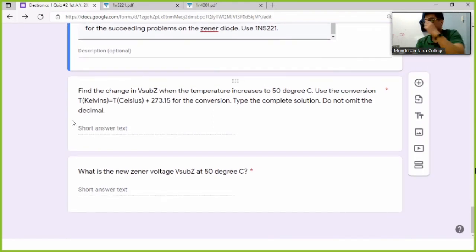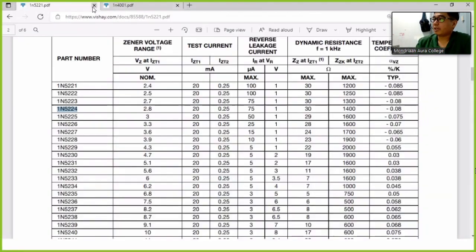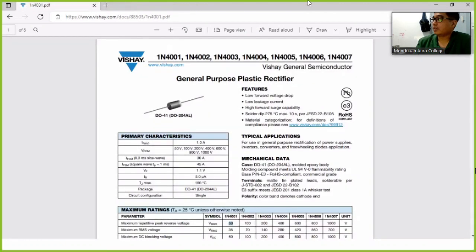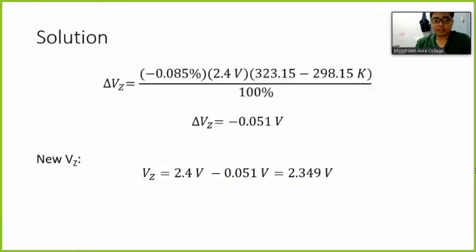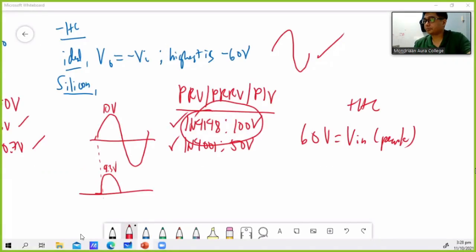Ayan, last question. What is the new... Ayun na yun. Ito, yun yung sagot, yung new Zener voltage. Okay? So baka meron kayong question dun sa ating exam, no? I type lang dun sa ating chat box and then I will proceed with the lecture. Okay.